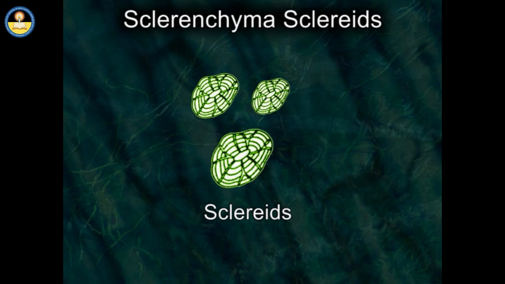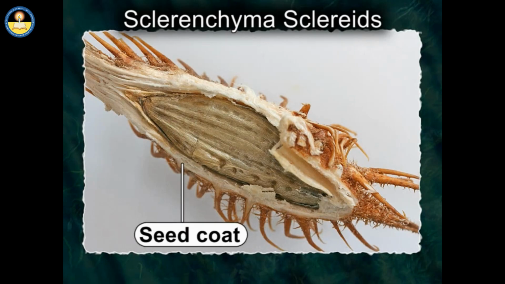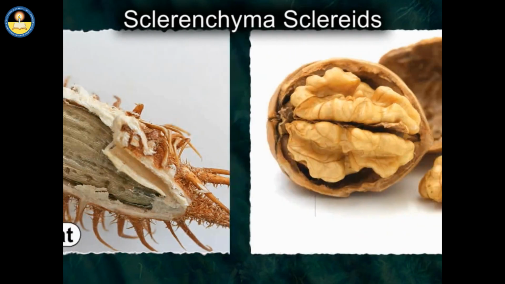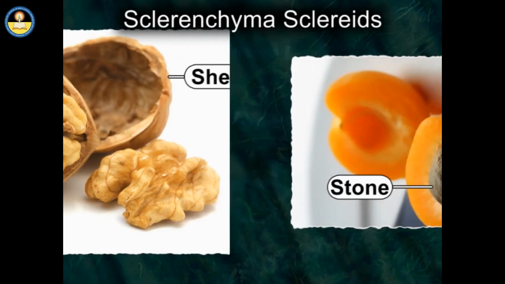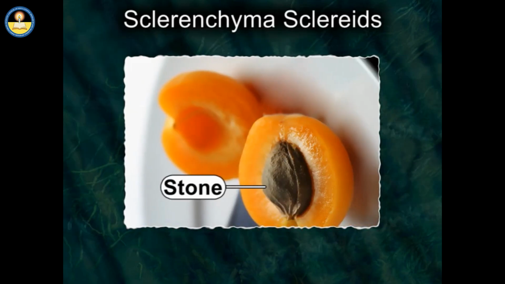Sclereids are variable in shape and usually shorter than fiber cells. They make up the seed coats of the seeds, the shells of nuts, and the stone of stone fruits.